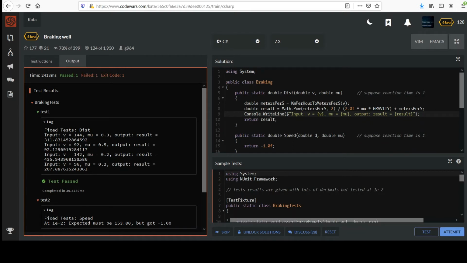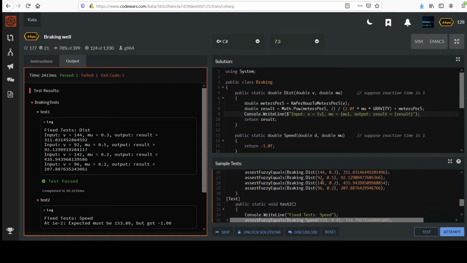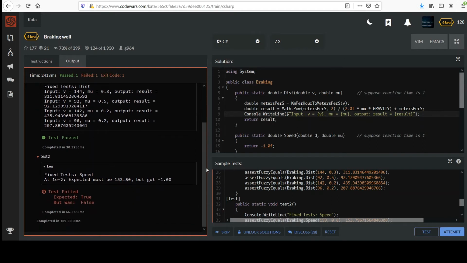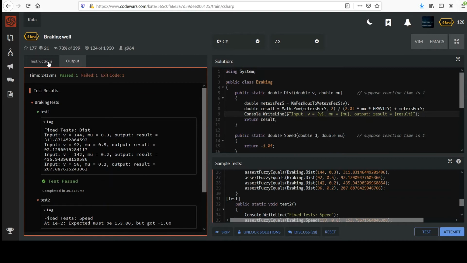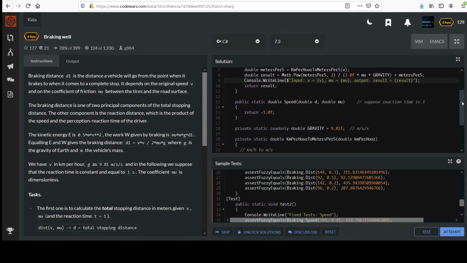Test 1 has all these distance classes down here. See, 144 and 0.3 returned that. You can see it's pretty close. Ours is a little different, right? It's got this 4592 at the end, but it's very close. So their assert fuzzy equals is good. So yeah, that's good. We got the distance down. That's the first part. That'll allow us to solve the second part. So let's move on to handling the speed.